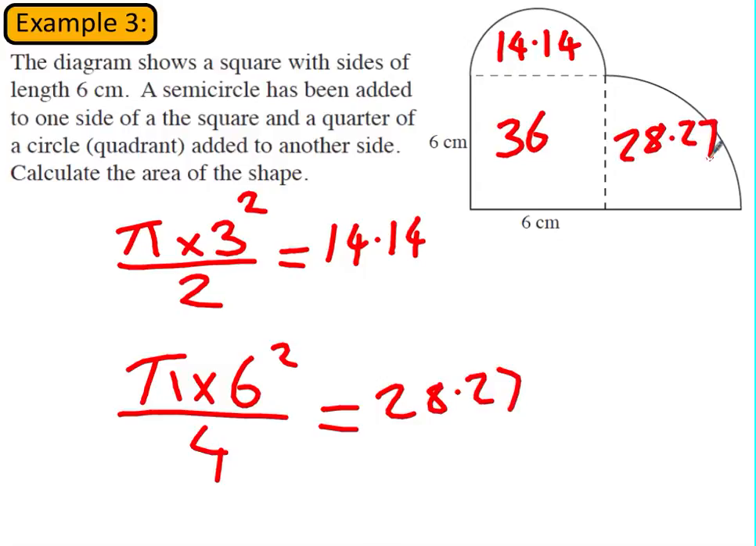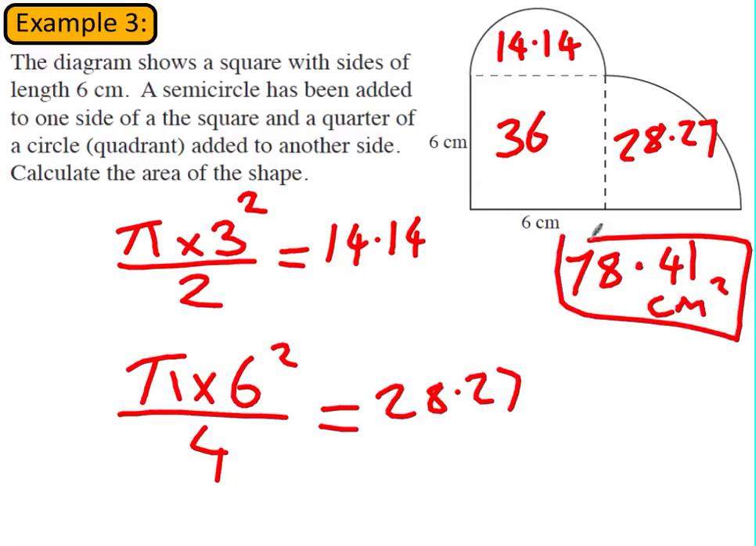Adding those together, so add the 28.27 to the 14.14 and then add the 36, we get a total of 78.41 centimetres squared as our final answer.